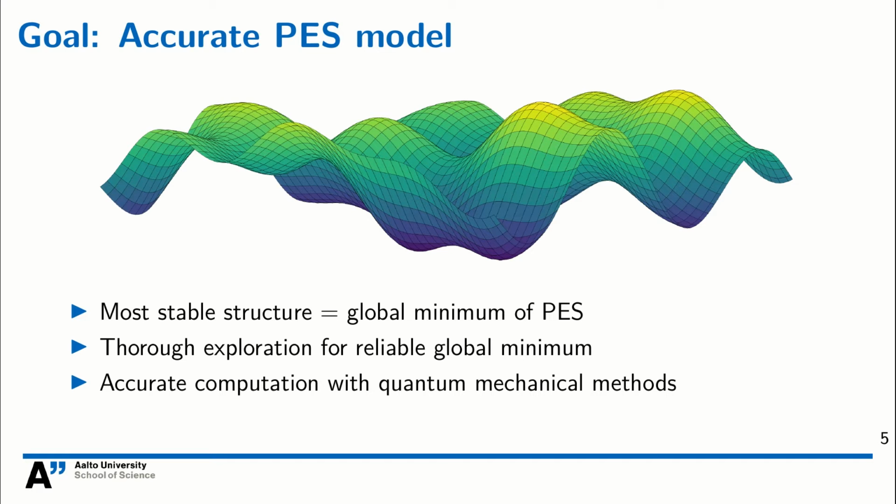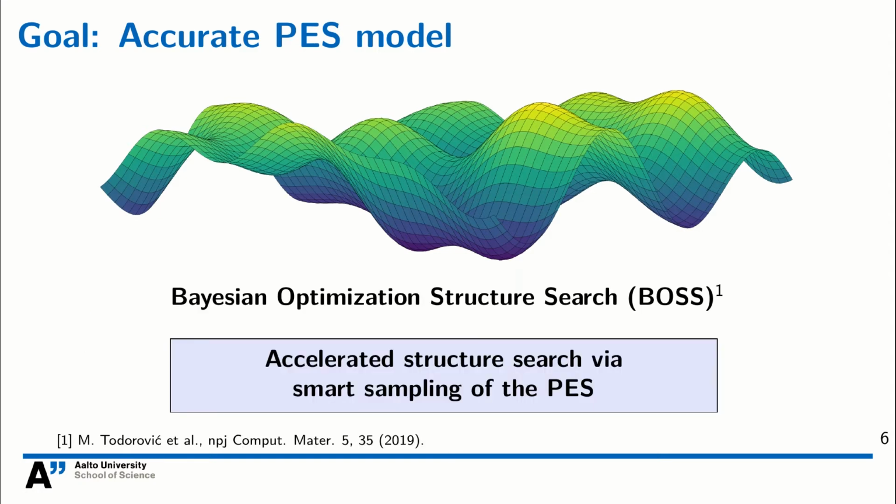The most stable structure corresponds to the global minimum of the potential energy surface. To identify it reliably, we must explore the full energy surface and also compute it accurately with quantum mechanical methods. For this, we use a new machine learning method called Bayesian optimization structure search. BOSS accelerates the structure search by smart sampling of the potential energy surface.